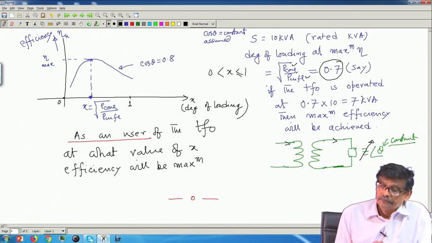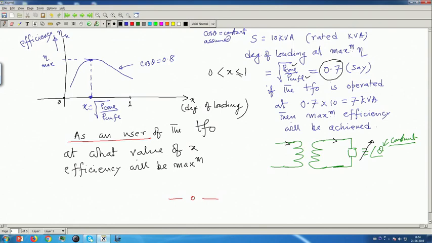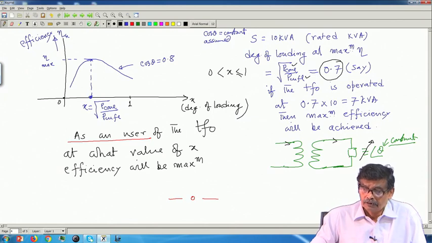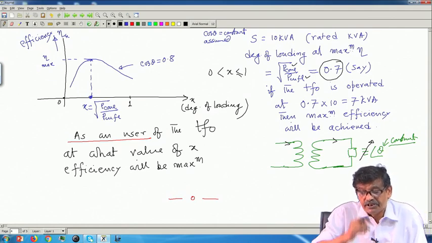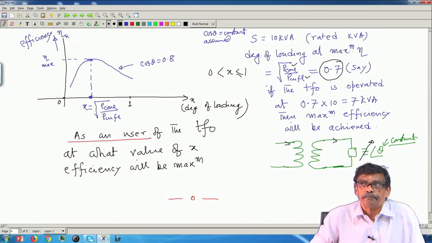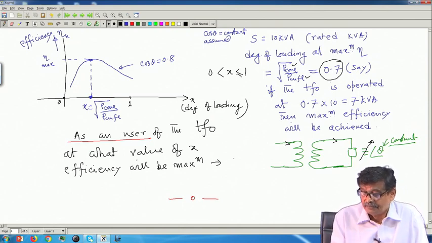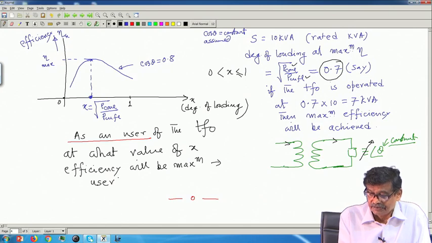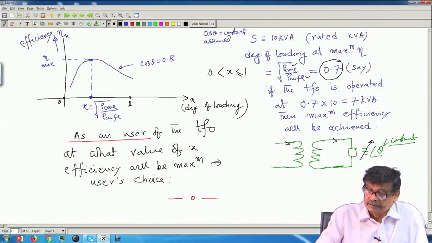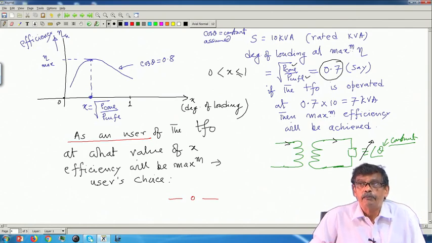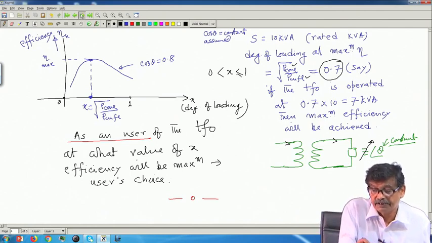Now, I am asking you, while purchasing a transformer, should I also tell the manufacturer that, okay, design my transformer in such a way that the value of x at which maximum efficiency occurs is so much? What is my choice? What should the user's choice be? It depends, as I told you, on how this transformer is utilized. The things will be clearer from this.